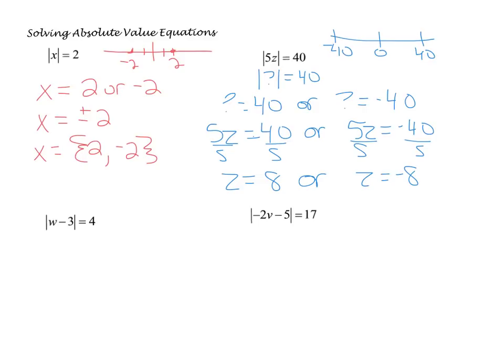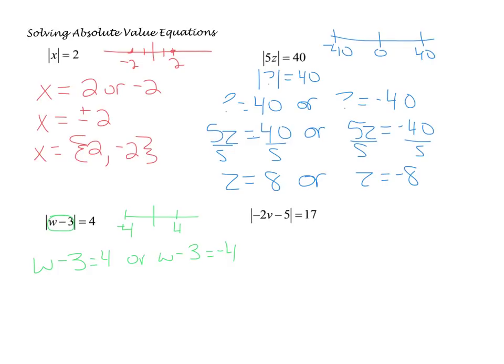All right, the next one, the absolute value of w minus 3 equals 4. Well, what kind of numbers have an absolute value of 4? 4 has an absolute value of 4. Negative 4 has an absolute value of 4. So this thing in the absolute value symbols, w minus 3, can equal 4, or w minus 3 can equal negative 4. Now it's two equations to solve.